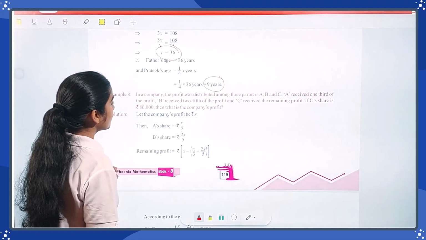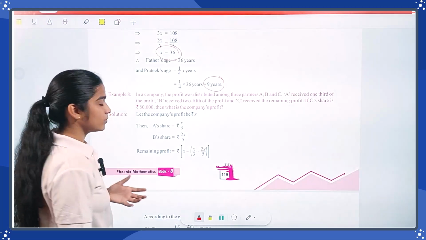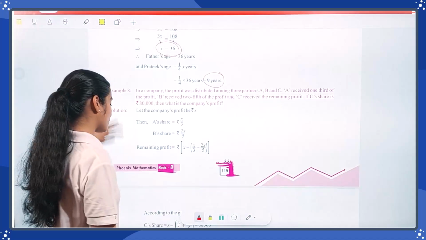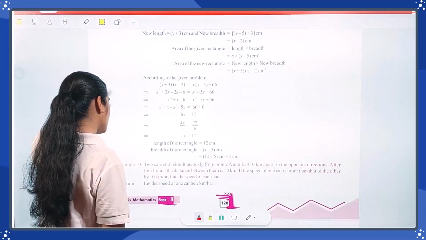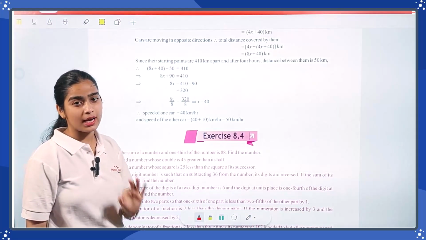In a company, the profit was distributed among 3 partners A, B and C. A received 1/3. So student, till now you understood how you have to make an equation for it and how you have to solve it. So let's shift to your exercise, because till now we have got a pretty good idea how we have to solve this question.